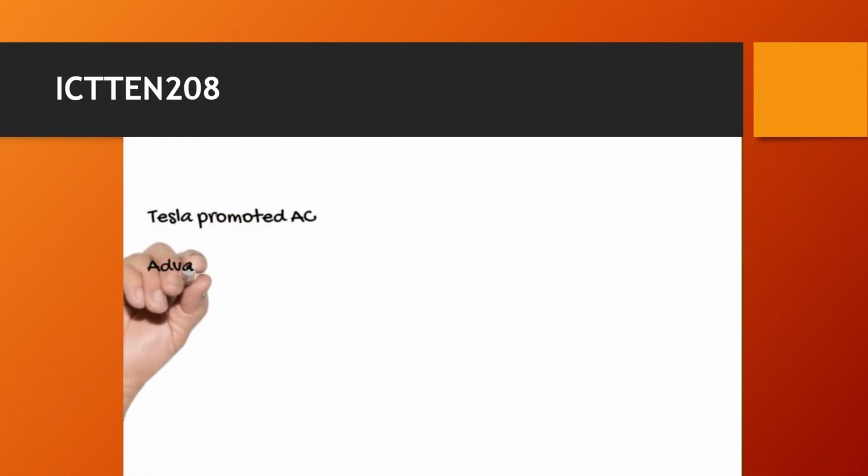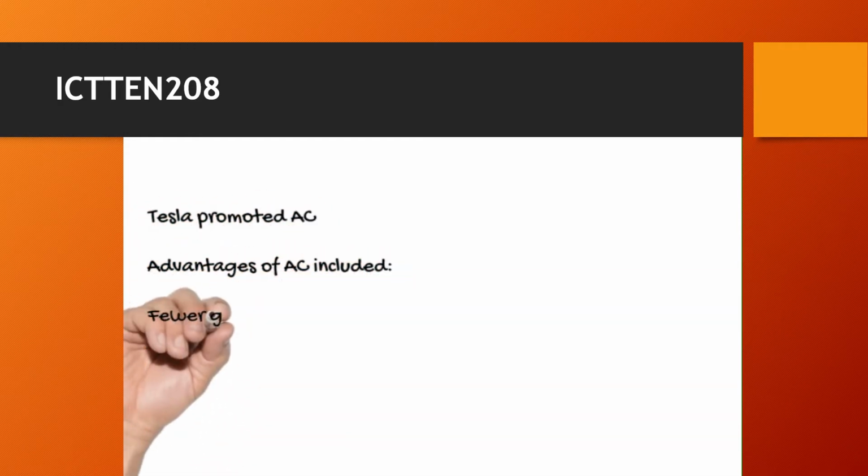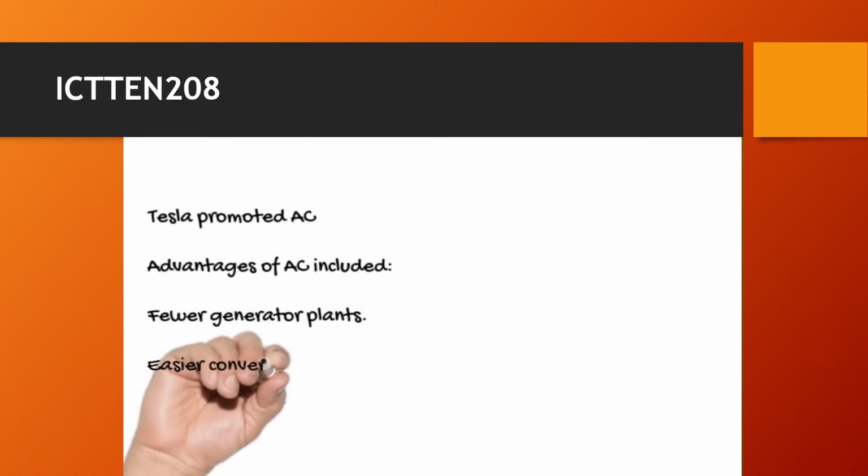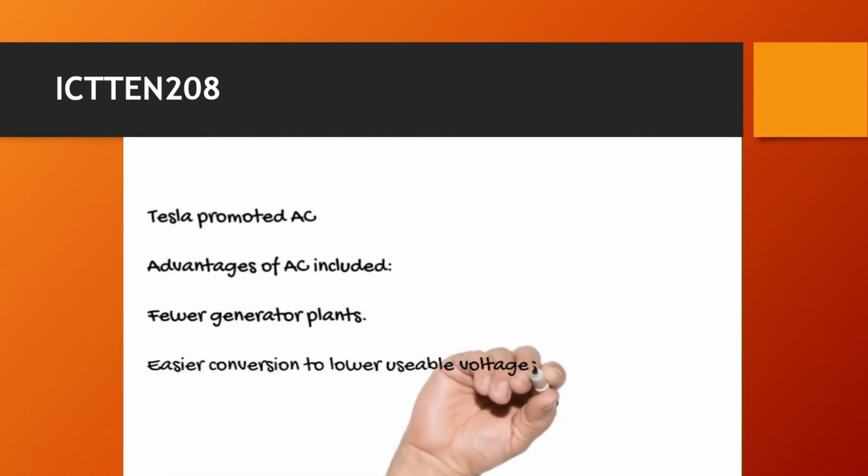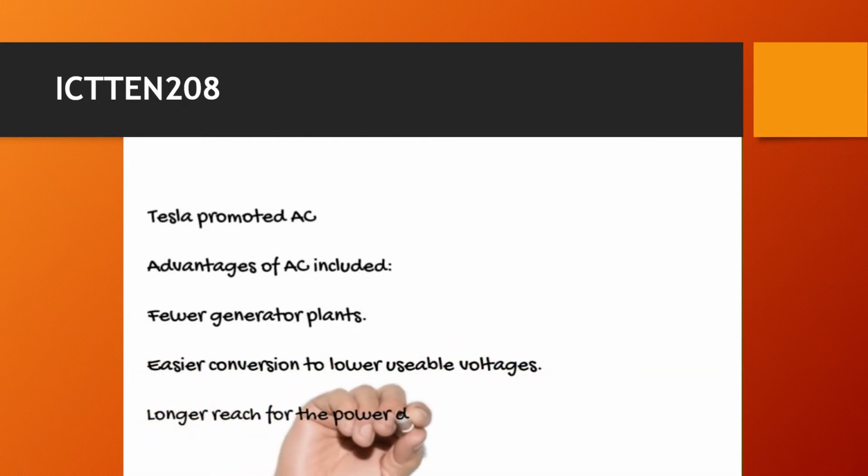Tesla promoted AC. Advantages of AC included fewer generator plants, easier conversion to lower usable voltages, and longer reach for the power distribution networks.